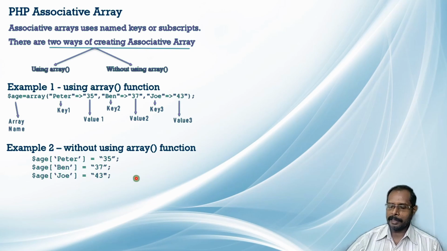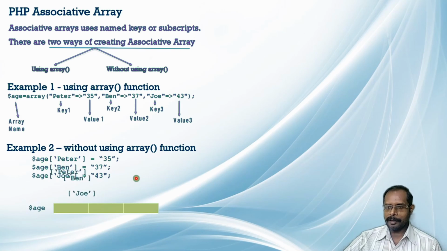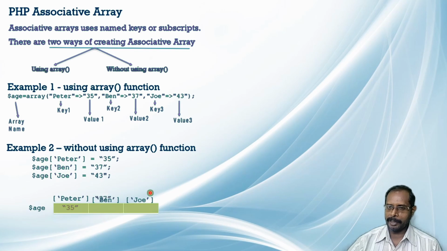Now let us see how this is represented in the system memory. In the name of the age, 3 different locations get reserved, and you see the indexes. Here we don't use index, instead we use named keys. So these are the subscripts, and 35 is stored in age of Peter, 37 in age of Ben, and 43 in age of Joe. So this is how these programming lines are represented in the system memory.